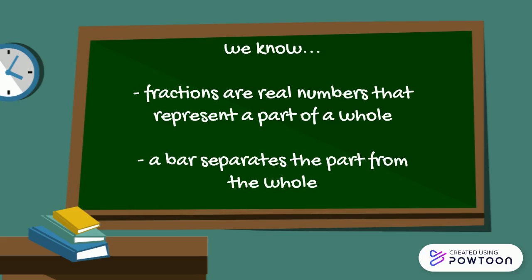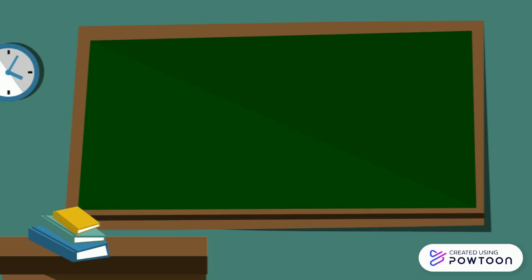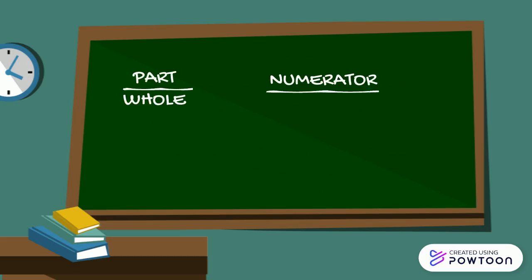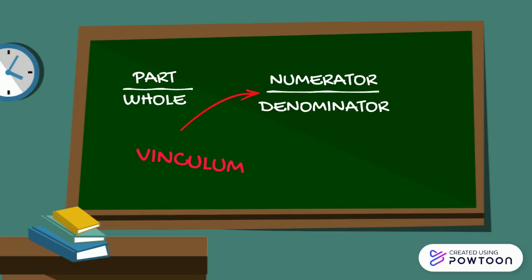We also know that a bar separates the part from the whole. When we talk about fractions, the part is called the numerator and the whole is called the denominator. Lots of people think that the bar that separates the part from the whole doesn't have a name, but it actually does. Do you know what that is called? It's called a vinculum. Now you do.